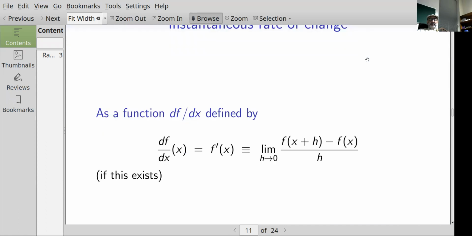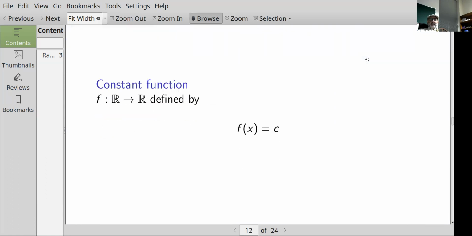Okay? So if I now want to think of the derivative as a new function, so I have a function f, and then I have a function f prime of x, or df by dx, which gives me the rate of change at each x where f is differentiable, then by definition, this is df by dx at x, or f prime at x. This is equal to the limit as h goes to 0 of f of x plus h minus f of x over h, if this exists.